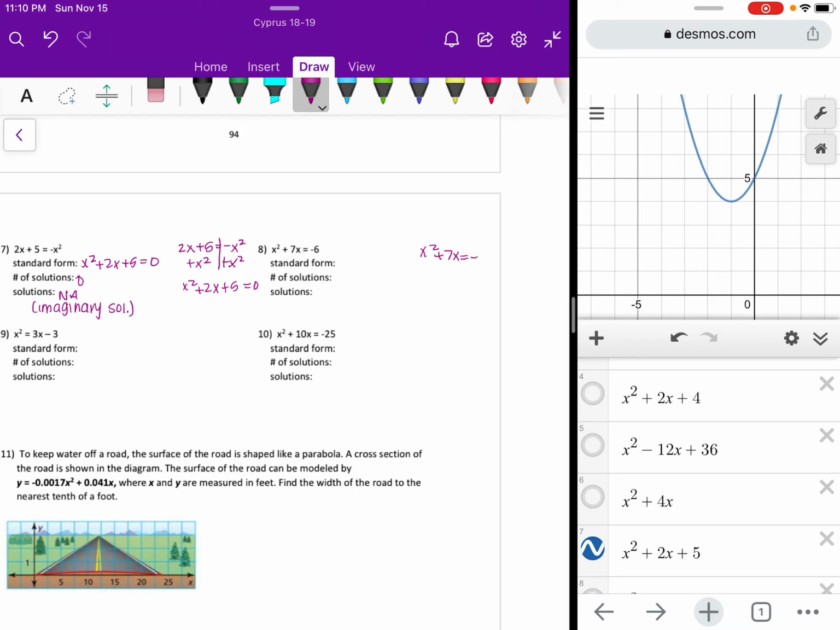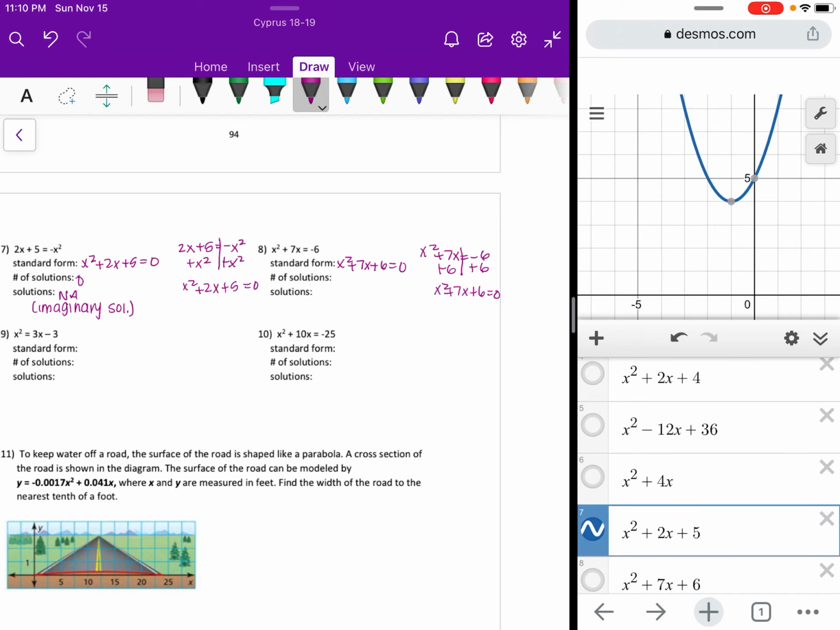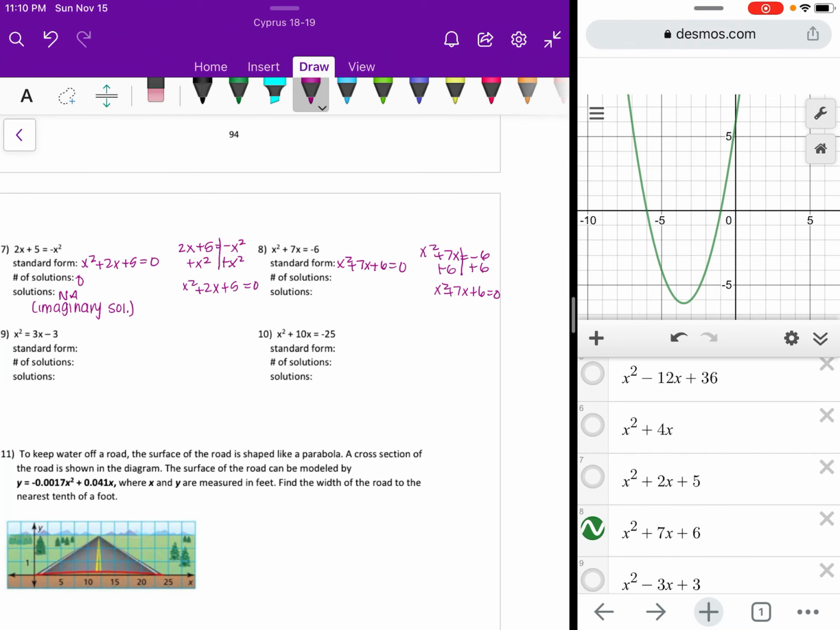Number 8, x squared plus 7x equals -6. Add 6 to both sides. So our standard form, x squared plus 7x plus 6 equals 0. On Desmos, that's this one right here. Let me zoom out. This one's a little bit below the x-axis is where that vertex is. So if I click on that, I can see there's 2 x-intercepts, which tells me there are 2 solutions. Those gray dots tell me those 2 solutions are x equals -6 and x equals -1.